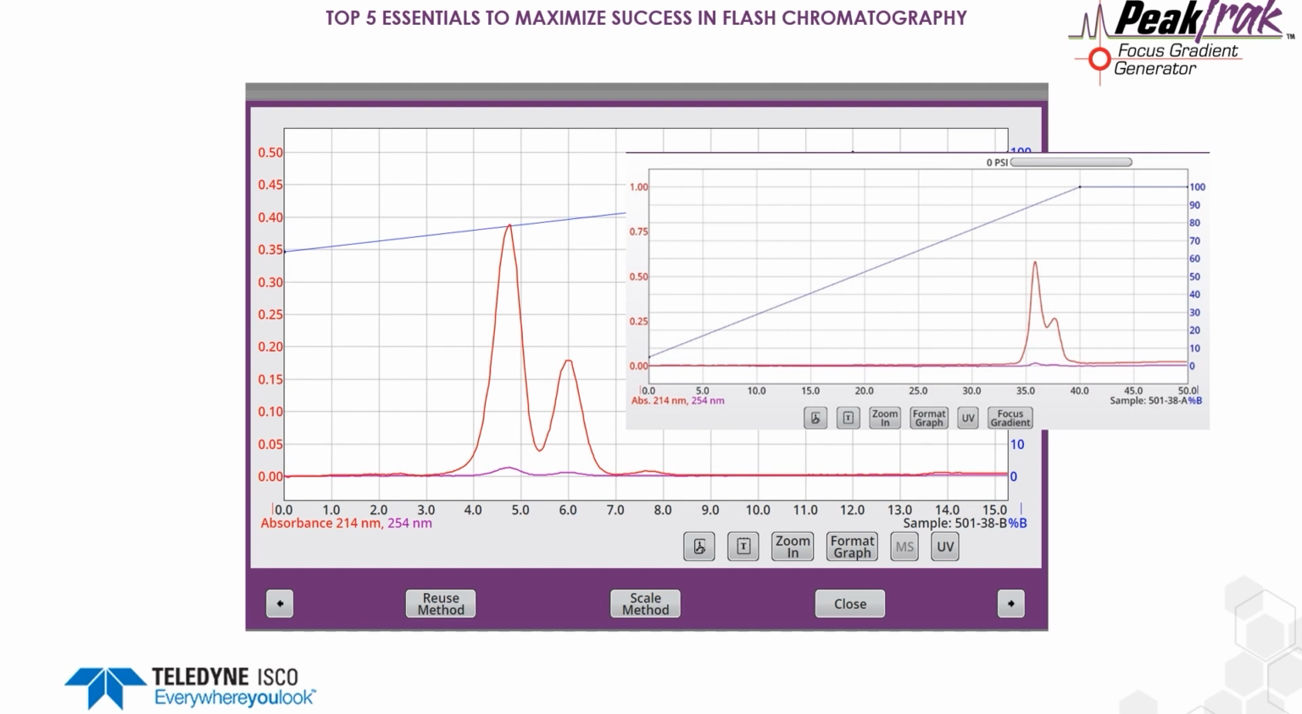So you can see here how the focus gradient generator is saving you so much more time compared to TLC or other method developments, because we just run two runs here, two different separations, and we're already starting to see good resolution, good separation between our compound of interest and any impurities or other compounds we have within our mixture.